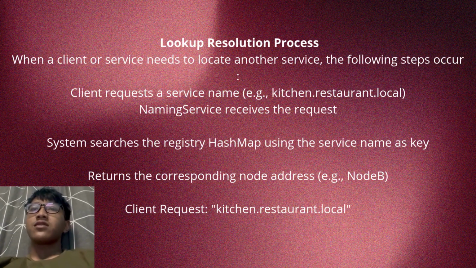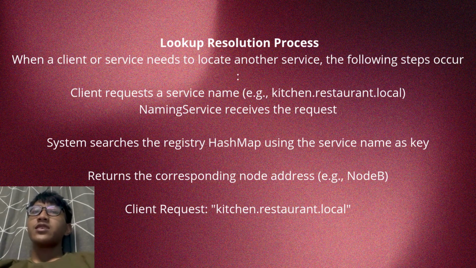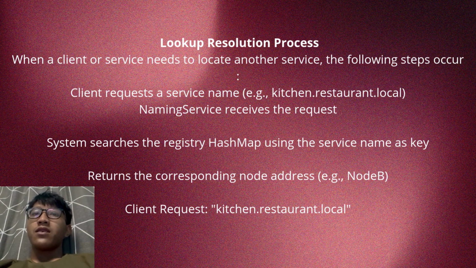For this part, the lookup resolution process. When a client or service needs to locate another service, the following steps occur. The first one is the client requests a service name, for example, kitchen.restaurant.local. That means the service receives the request. Number 2 is the system searches the registered hashmap using the service name as a key. Number 3 is it returns the corresponding node address, which means node B.